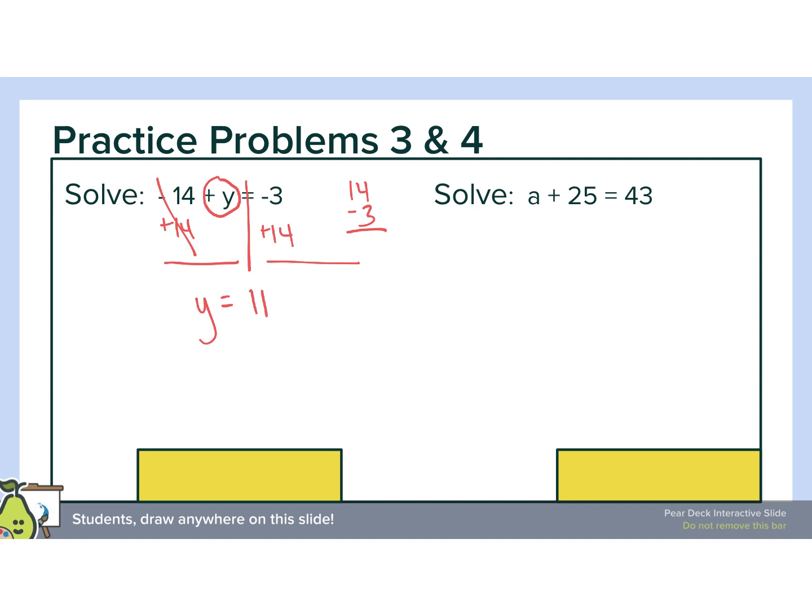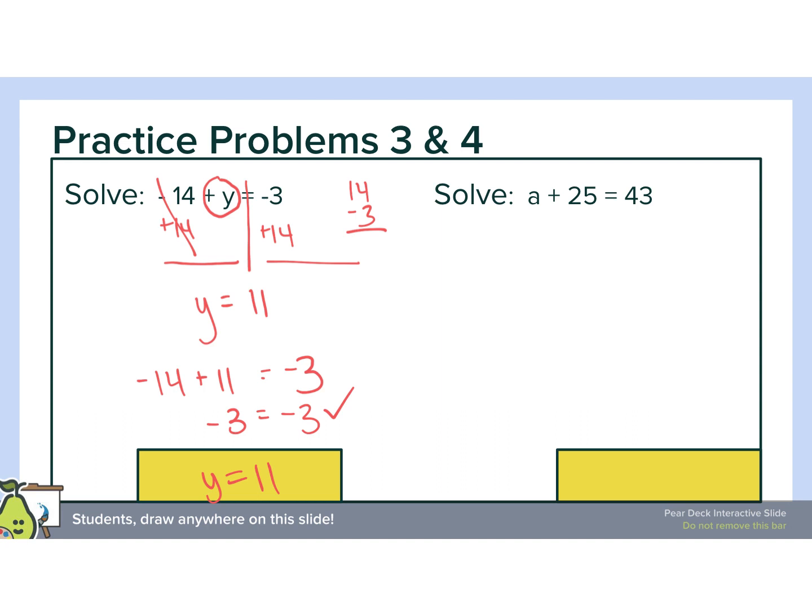To check it, I'm going to plug in an 11 for my y. And 14 minus 11 is 3. But I have more negatives, so it's a negative 3. Checks out. Final answer, y equals 11.